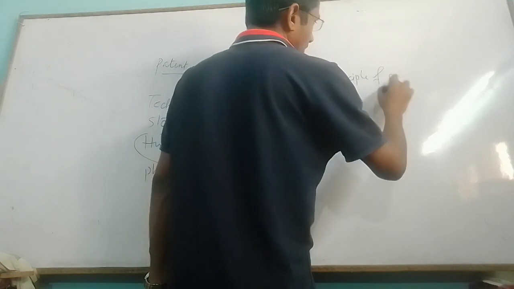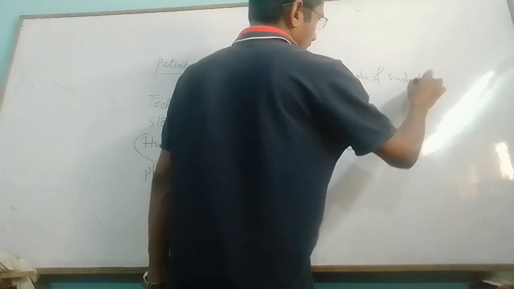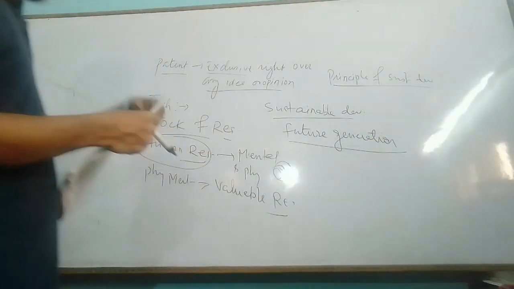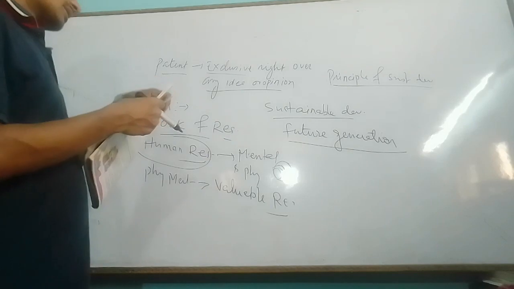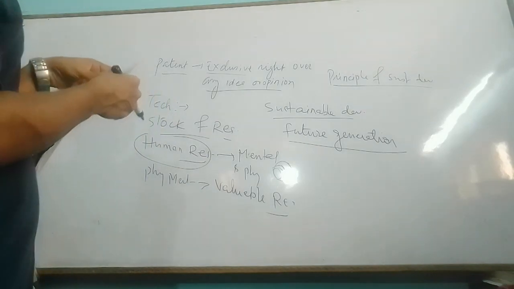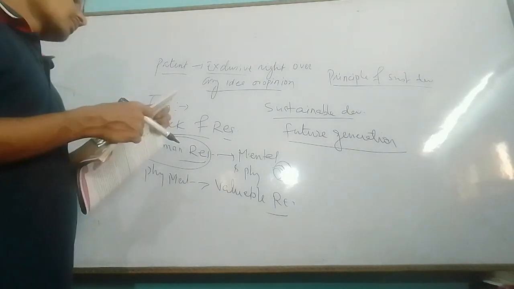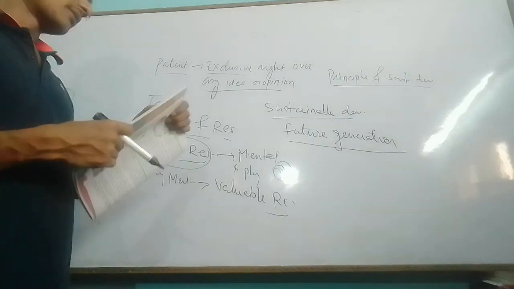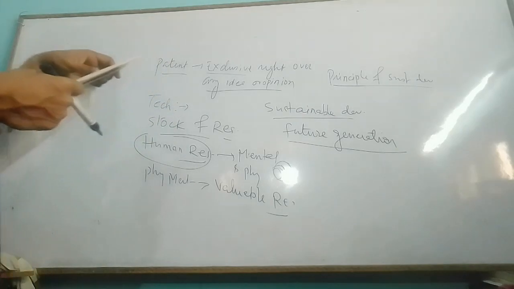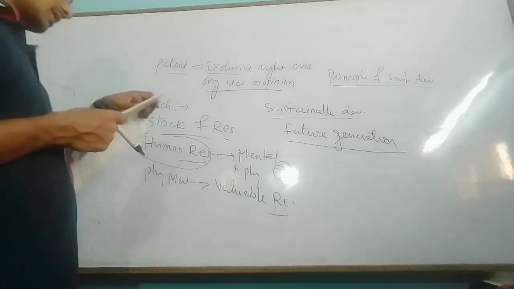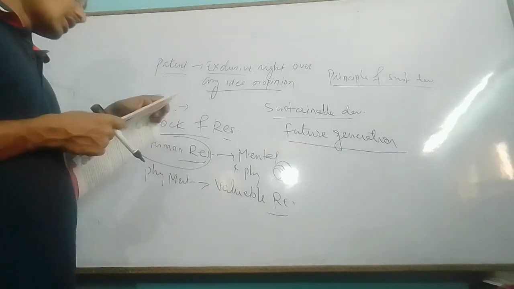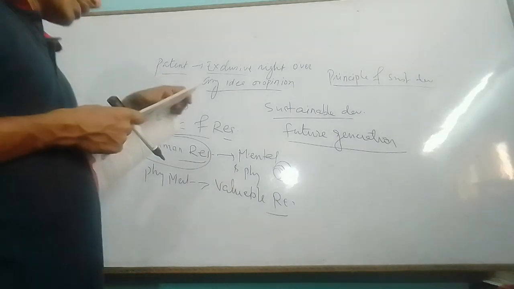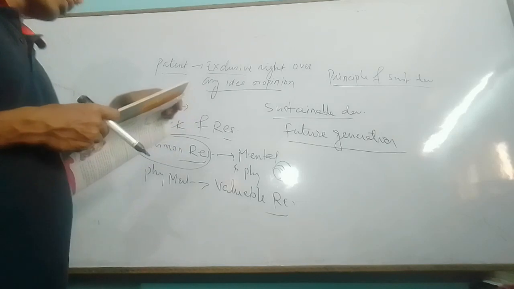Principle of sustainable development. So there are some principles of sustainable development. Respect and care for all forms of life. Next is improve the quality of human life. Next is conserve the earth's vitality and diversity. Next is minimize the depletion of natural resources.